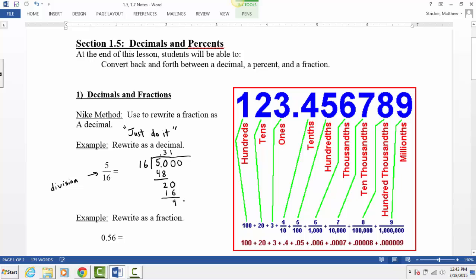We've got to bring down another 0. 16 goes into 40 twice. 2 times 16 is 32 with a remainder of 8. Bring down another 0. And now we get something that works out, because 16 times 5 is in fact 80, which gives us a remainder of 0. So 5 over 16 is the same as 0.3125, which you can see right here in your answer.